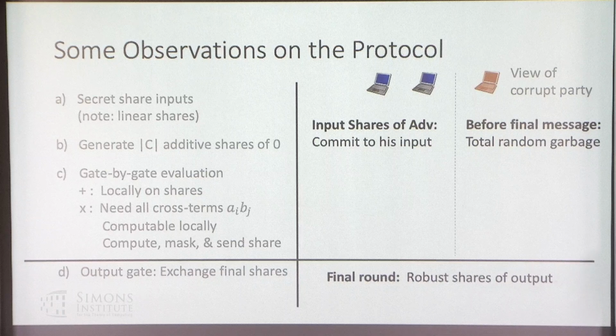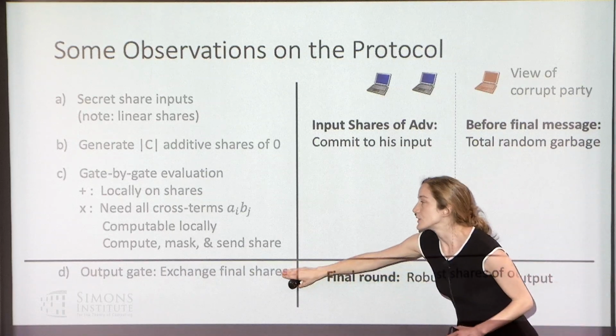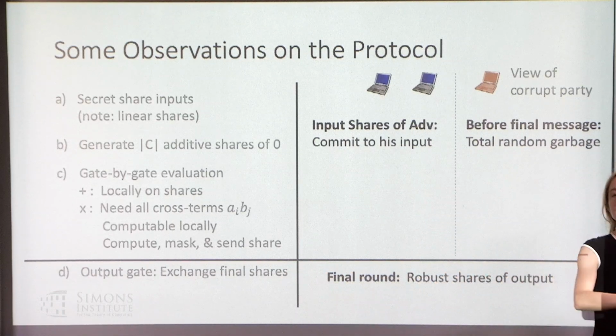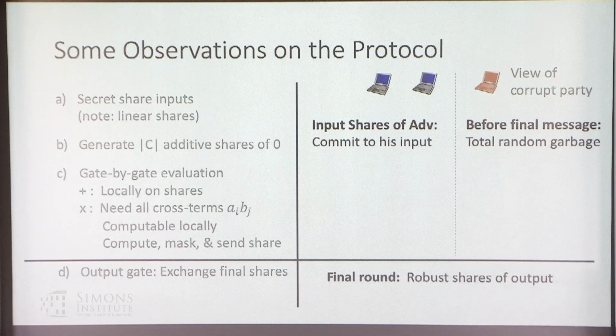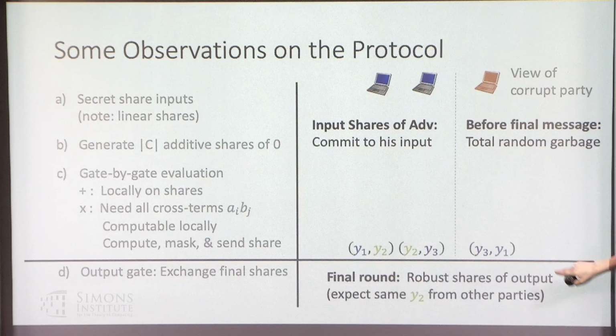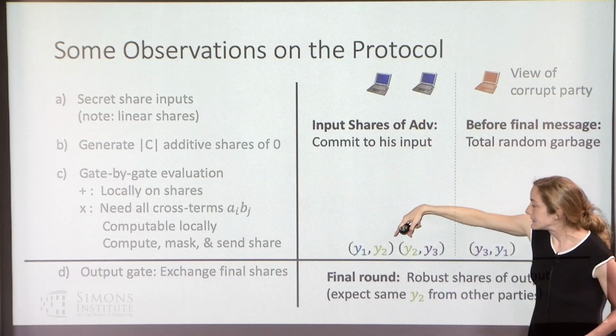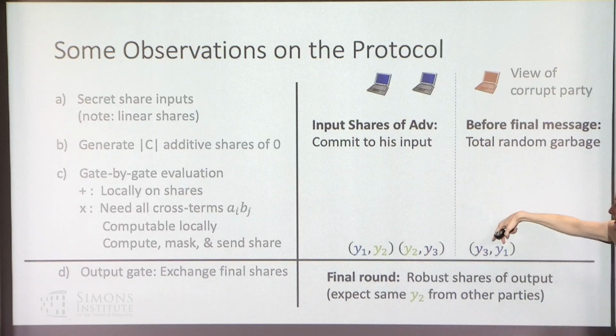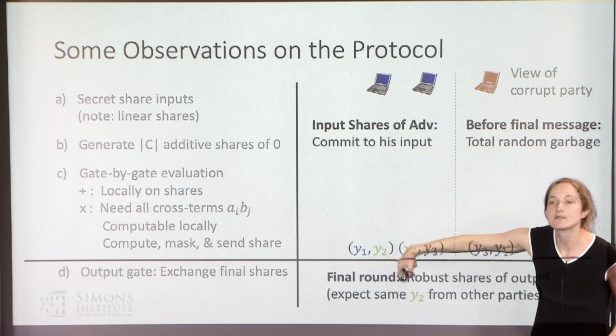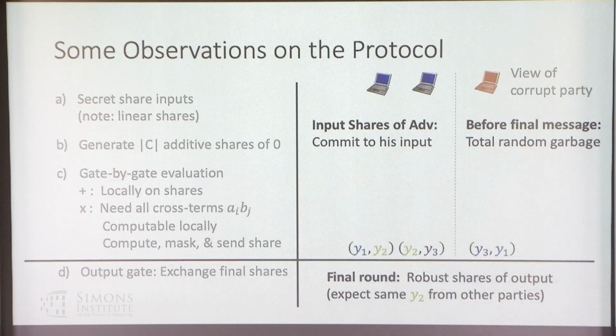Okay, another observation. In the final round of this protocol, what did we do? Everybody just sent out their shares of one of these replicated secret sharing values. This is robust in the following sense. Say that y was the value that we had here. Given one party, the corrupt guy, what is the missing value here? You're getting 2 copies of the same thing from the other 2 parties.